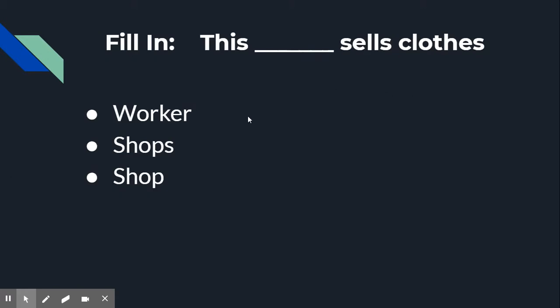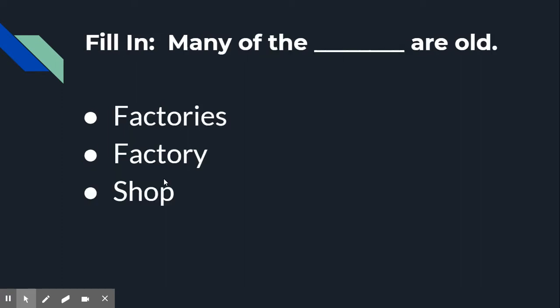Next one. This blank sells clothes. This what? So again, the subject. This worker sells clothes. This shop sells clothes. Or this shop sells clothes. So the fact that it says this, we know it's one, single. Okay? So the correct answer is this shop. This shop sells clothes because it's telling you the subject is shop. That's the noun. It's a thing. It's a place, really, a shop. When it sells clothes, it describes what the subject does.